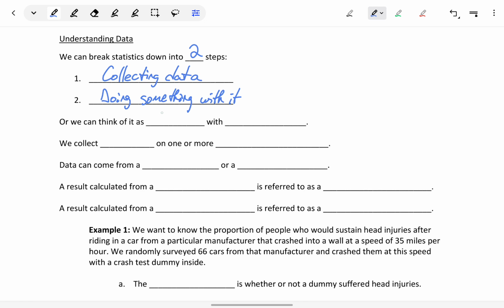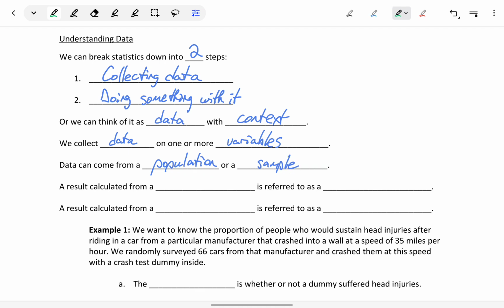Another way we can think of statistics is as data with context. That is, we'll collect data or look at data someone else has collected, and we want to apply context and meaning to it rather than just having it be a string of numbers or a string of yes and no responses. We're going to provide some context to what those numbers tell us. We collect data on one or more variables, and our data can either come from a population or a sample.